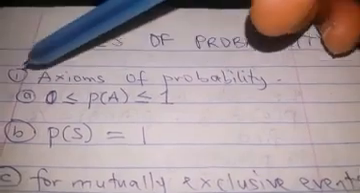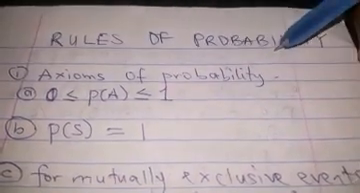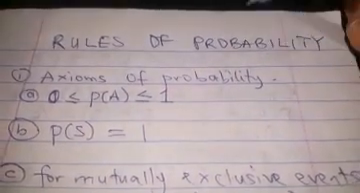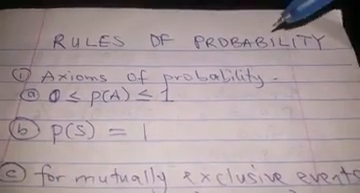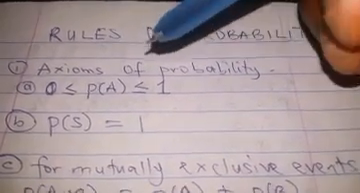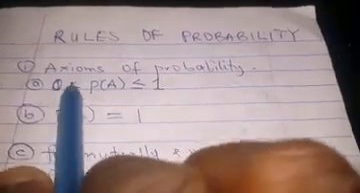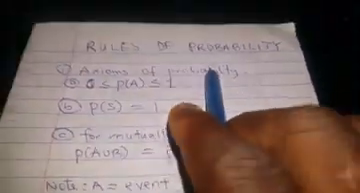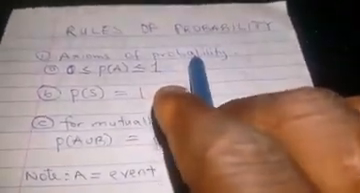Today we are going to be starting with rules of probability. There are several rules of probability. The first we are going to look at is the axioms of probability. Now there are three axioms of probability.